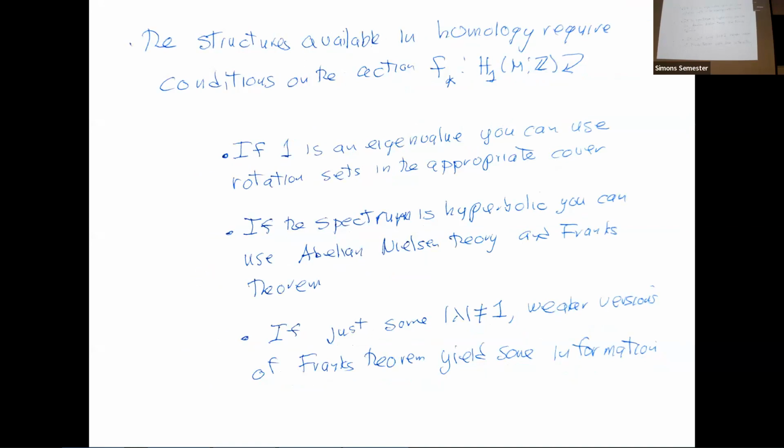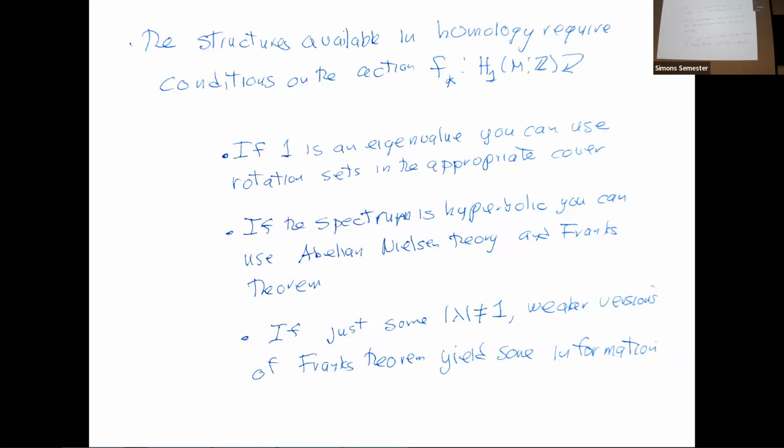All right, so if you have one as an eigenvalue, for example, if you act like the identity, then you can use rotation sets. This means if you have a 1, there's at least a Z cover, and you can measure progress in that cover and compute rotation sets. If the spectrum of F star on homology is hyperbolic, you can use abelian Nielsen theory and Frank's theorem, which I'll tell you about today. And if just one eigenvalue or some eigenvalues are off the unit circle, then I'll talk tomorrow about how you use partial versions of Frank's theorem.